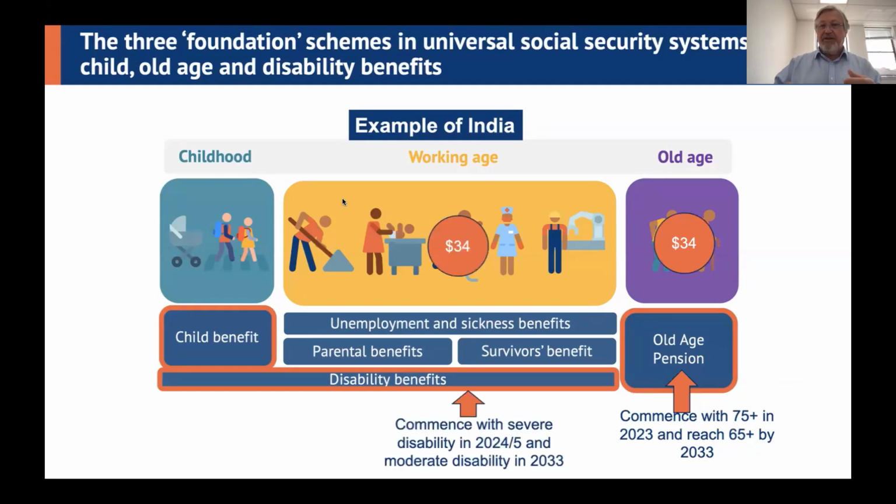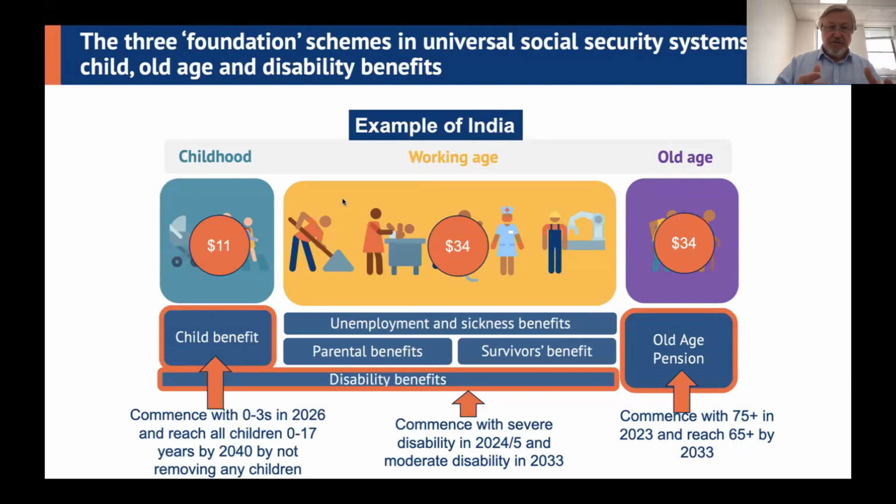A disability benefit starting with those with the most severe disabilities and then broadening to those with more moderate disabilities. And child benefits starting with children at a young age, in this case 0 to 3 years of age, which would then reach all children. Don't take any children off, and reach children 0 to 17 over time.